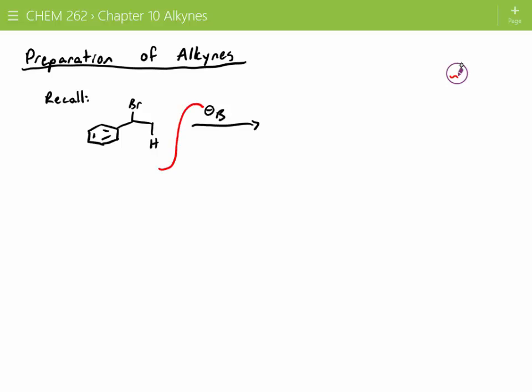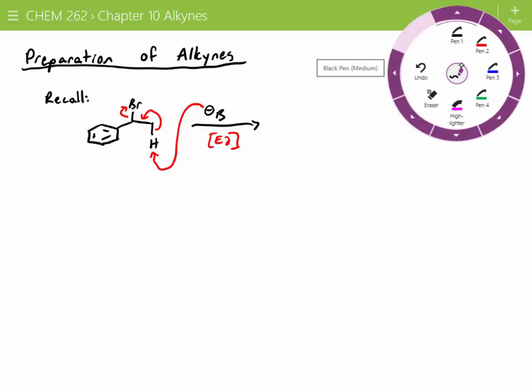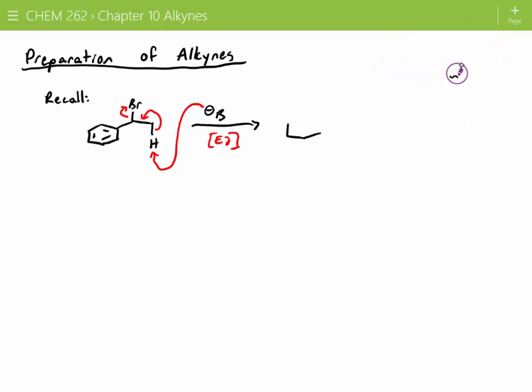In chapter 8, we saw that with an E2 reaction, you can grab a beta proton and kick off your leaving group. So we said this would be E2, and when we do this, we can form an alkene. We can do very similar reactions to form alkynes, but we just go one step further.